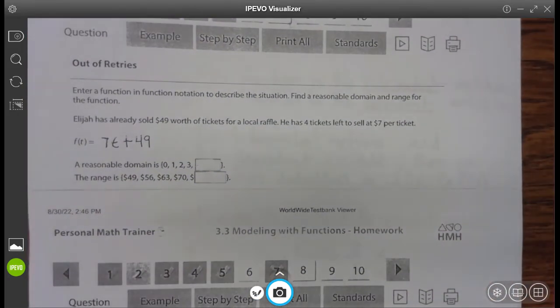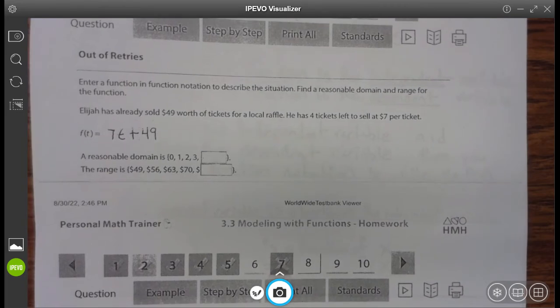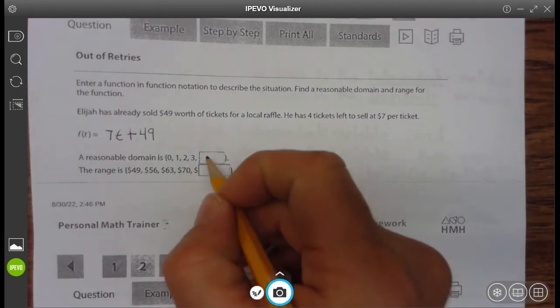All right. Enter a function in function notation to describe the situation. Find a reasonable domain and range for the function. Elijah has already sold $49 worth of tickets for a local raffle. He has 4 tickets left to sell at $7 per ticket. So f of t is equal to 7t plus 49. A reasonable domain: he has 4 tickets left, so that's 0, 1, 2, 3 to 4.